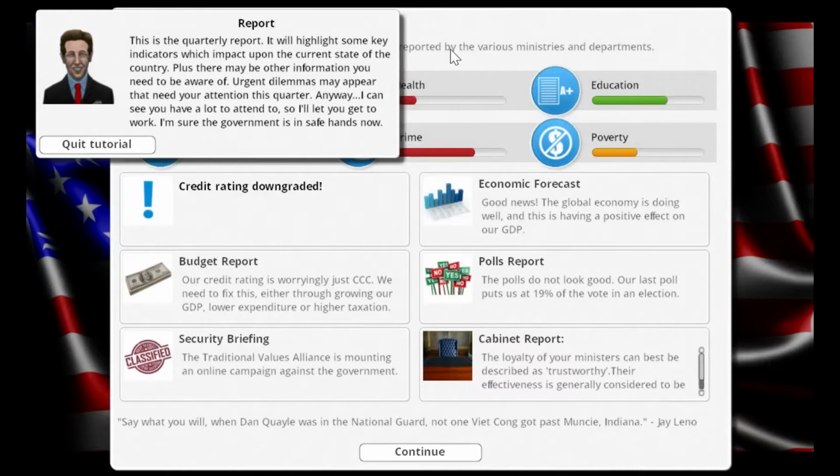This is the quarterly report. It will highlight some key indicators which impact upon the current state of the country. Plus, there may be other information you need to be aware of. Urgent dilemmas may appear that need your attention. This quarter, anyway, I can see you have a lot to attend to, so I'll let you get to work. I'm sure the government is in safe hands.